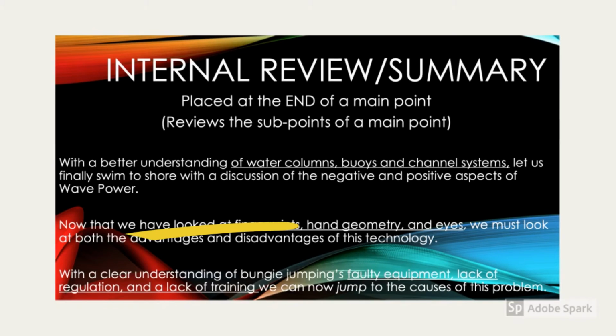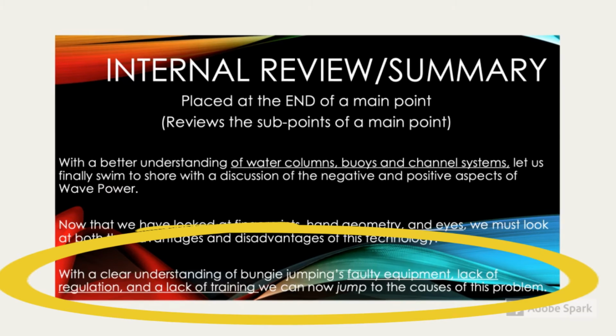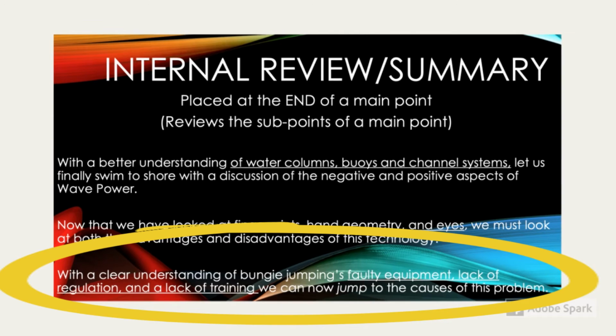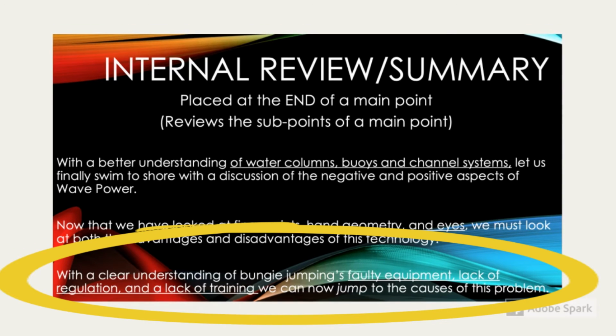And if you look at the third example on this page, for a persuasive speech on bungee jumping, you'll see that this is a combination of an internal review and a simple transition. With a clear understanding of bungee jumping's faulty equipment, lack of regulation, and lack of training, there's your internal review. We can now jump to the causes of this problem. And saying jump to the causes is a simple transition.